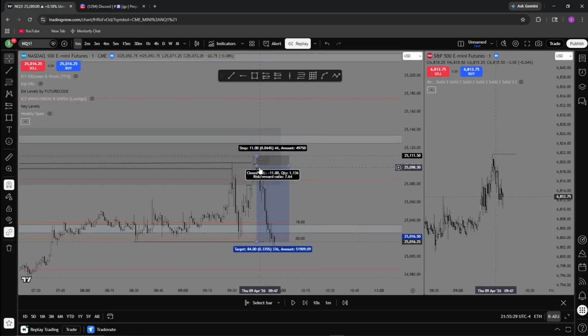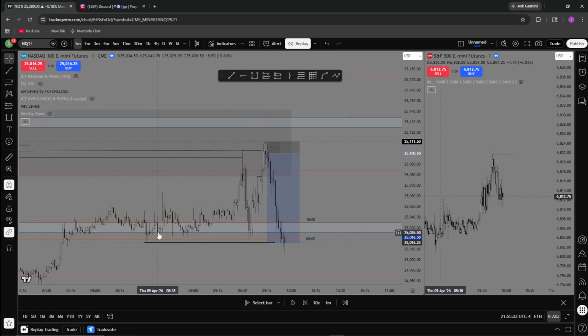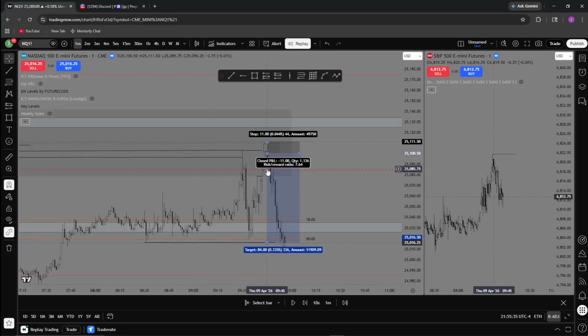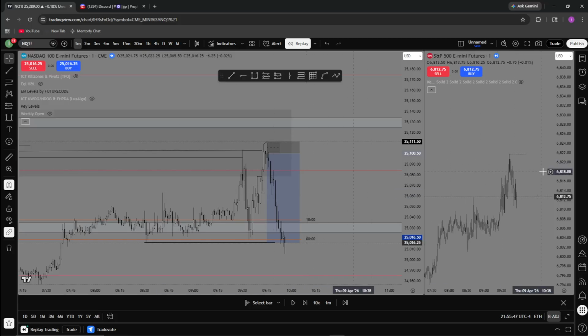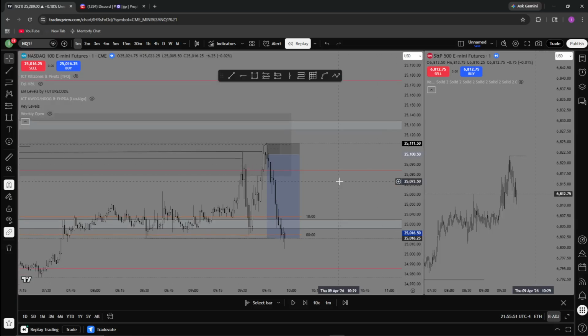Because if I had taken this with half risk, on my eval it would have been $100 and I would have made like 600 or 700. I don't know where my take profit would have been. And it would have covered the loss and I would have made more. So yeah.